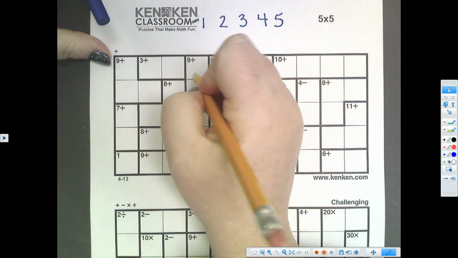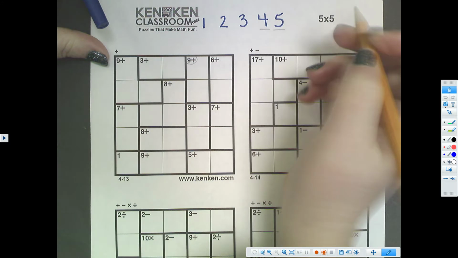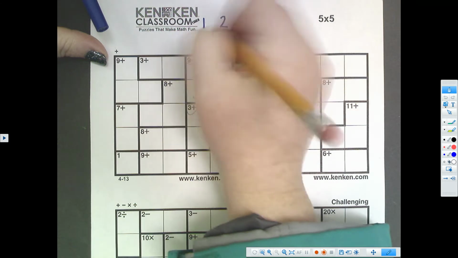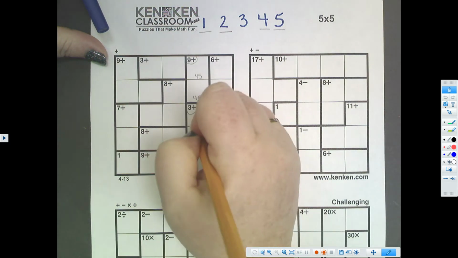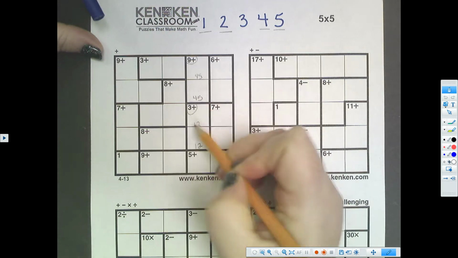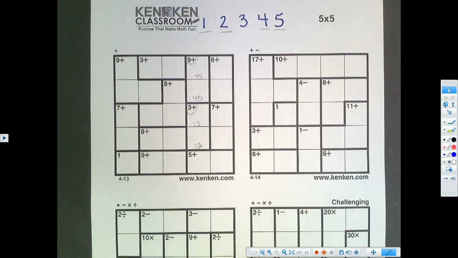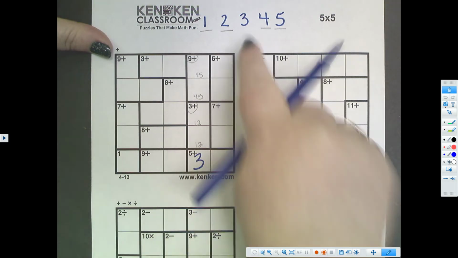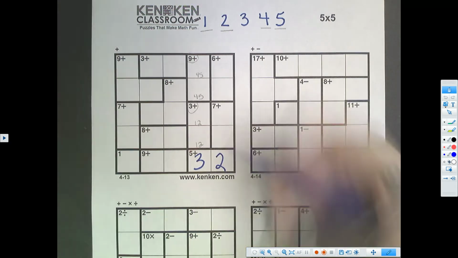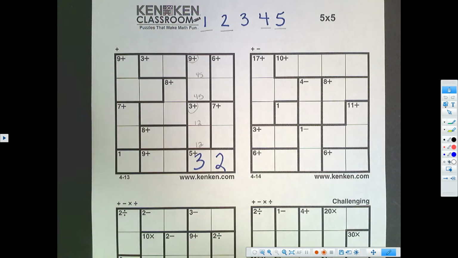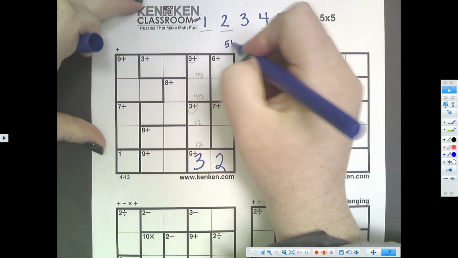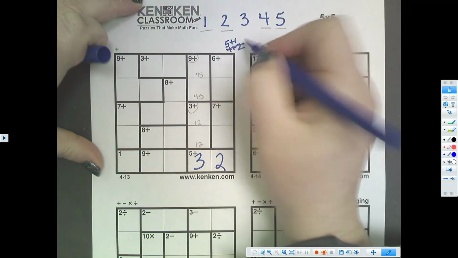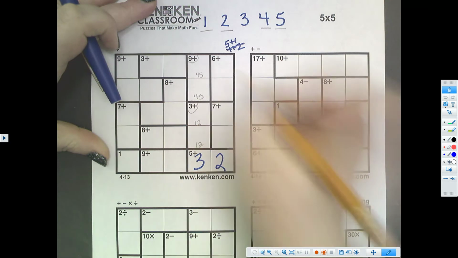All right, so I know plus 9 has to be 4 plus 5. Plus 3 would have to be 1 plus 2. So if I have a 4, a 5, a 1, and a 2, that only leaves a 3 left. Now that I have a 3, I know that this one has to be 3 plus 2. So 6 could have been 5 plus 1 or 4 plus 2, but because I used a 2, this one will have to be 5 plus 1.